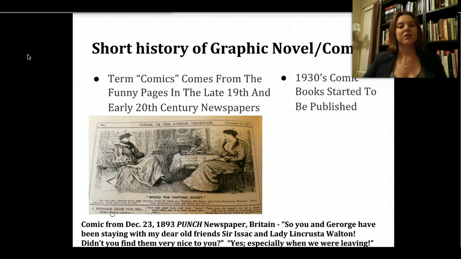By the 1930s, comic books actually started to be published. This is really where we see the rise of Marvel Comics, for instance, and they really start to take root in society. These were geared mostly at young adults and children, and they were generally sold in newsstands. They were not making their way into bookstores yet.